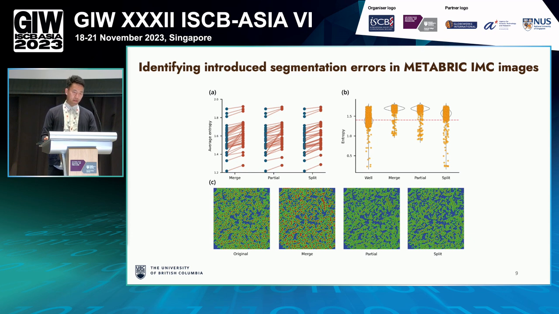The visualization of how merge, partial, and split can be seen in C, where you can see all the probability maps. And then we perform 3 pairwise comparisons between the well and the 3 erroneous conditions in A. We can see an elevated average entropy when errors are introduced into segmentation. And this is also shown in B for an individual case, where you can plot the distributions of entropy in a single IMC sample. So the take-home message is that this demonstrates that entropy can serve as an effective metric to detect segmentation errors.